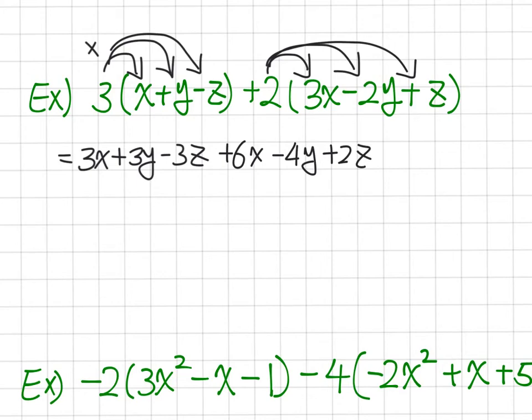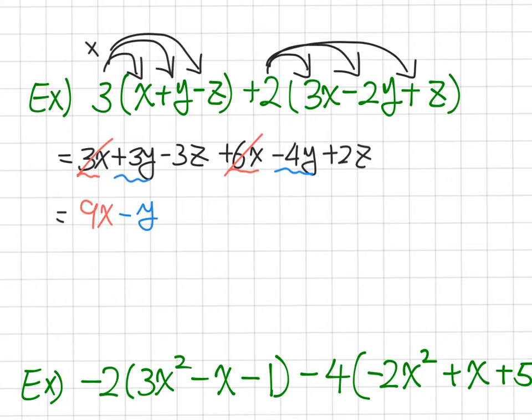After that is just collecting the like terms. So we have 3x with a 6x, and that becomes 9x. So we dealt with that, cross them. And then we have 3y with negative 4y. So positive 3 minus 4 becomes negative 1. So we can simply just put negative y instead of negative 1.